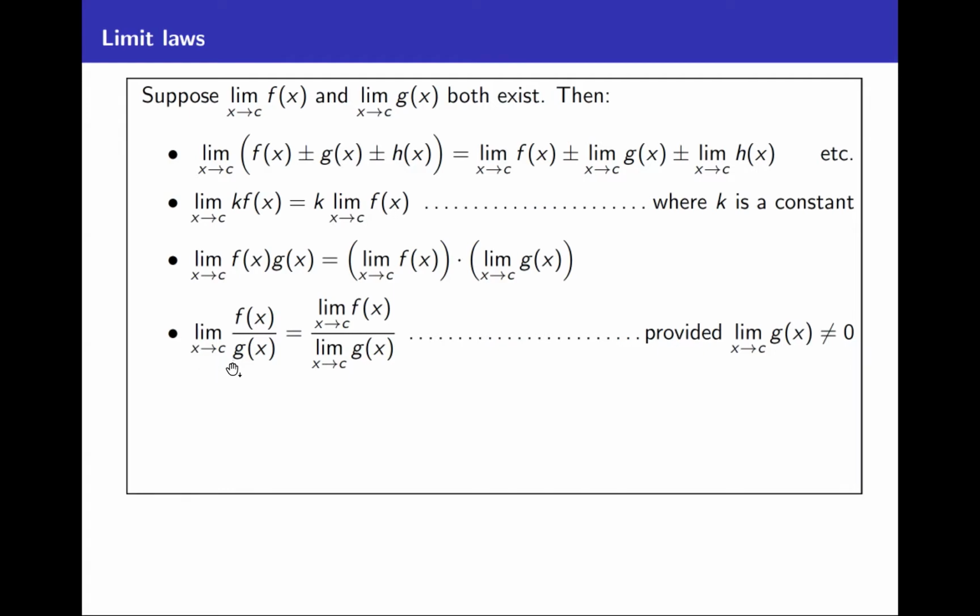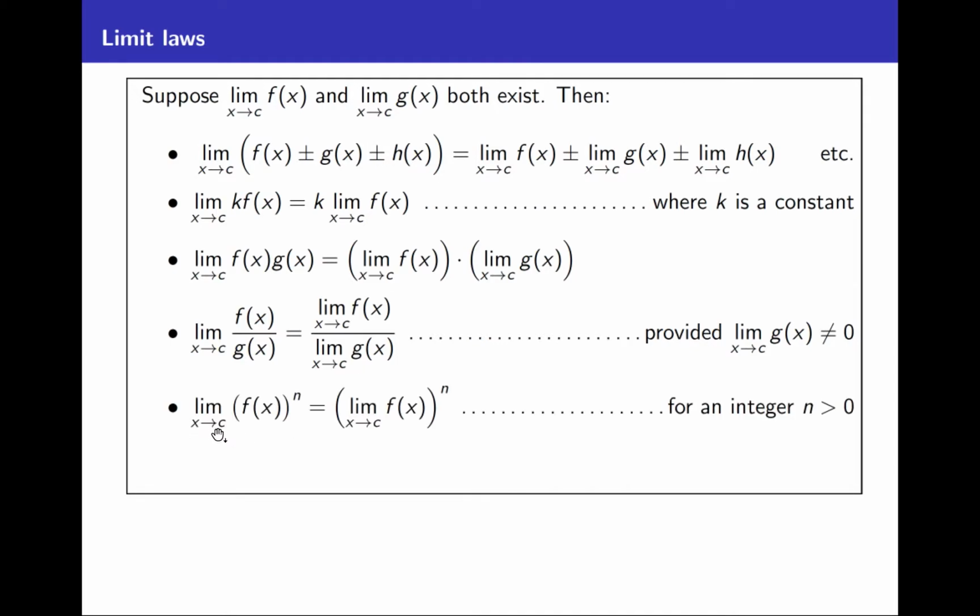The limit as x approaches c of f of x divided by g of x is the limit as x approaches c of f of x divided by the number limit as x approaches c of g of x. And it's important to note that for this limit law, it only works provided the denominator is not 0. In other words, provided the limit as x approaches c of g of x is not 0. Otherwise, you're dividing by 0, and it doesn't make sense.